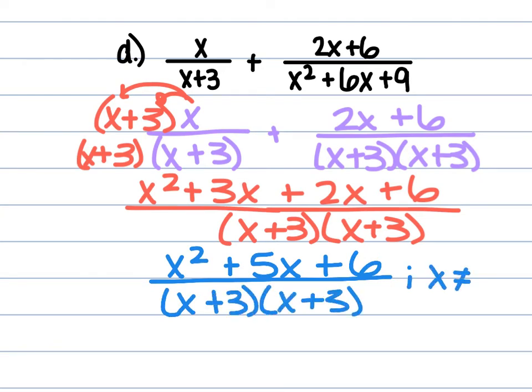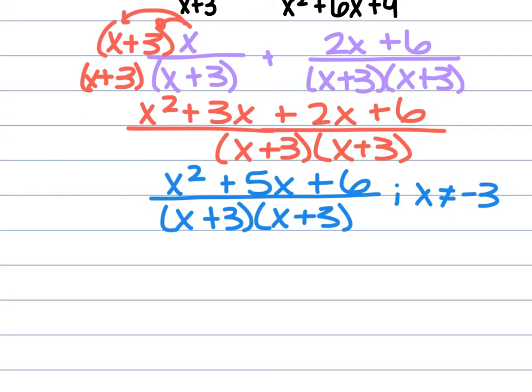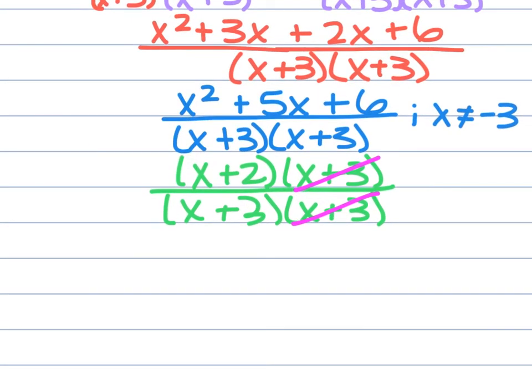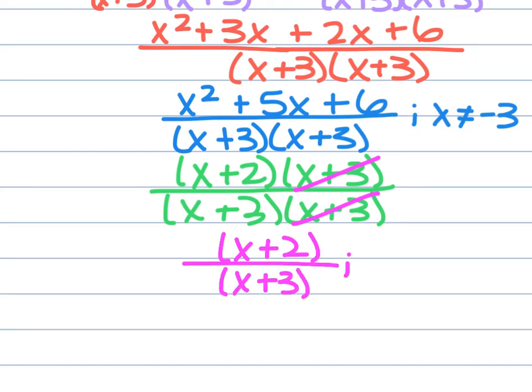Either way, x cannot equal negative 3 here. And then we have to factor that x squared plus 5x plus 6. The factors of 6 that add up to 5 are a positive 2 and a positive 3, so it's x plus 2 times x plus 3 over x plus 3 times x plus 3. Those x plus 3's would cancel, so we would just be left with x plus 2 over x plus 3, where x is not equal to negative 3.